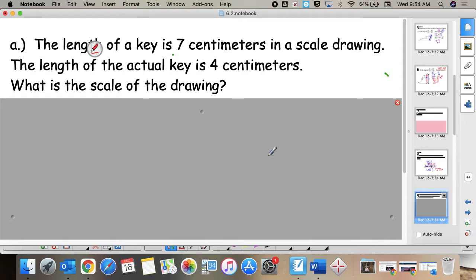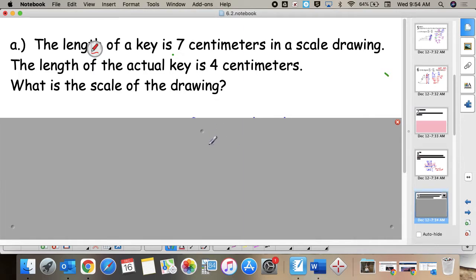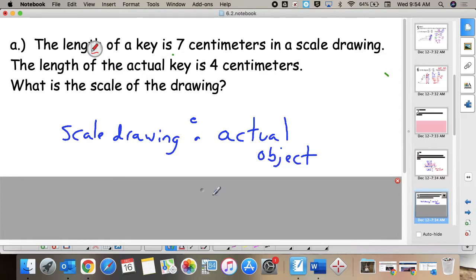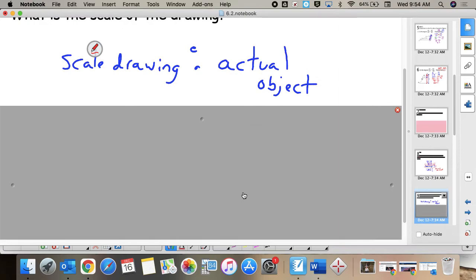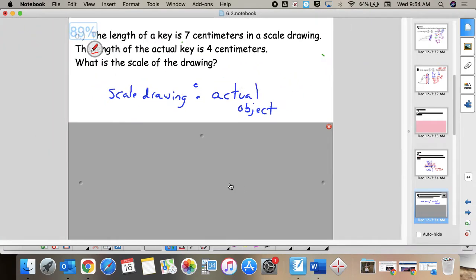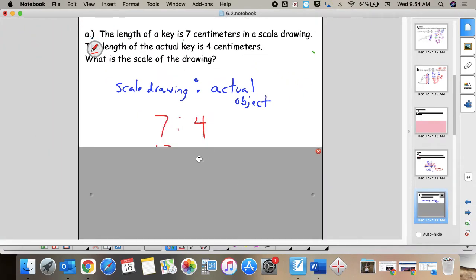Now it says the length of the key is 7 centimeters in a scale drawing. The length of the actual key is 4 centimeters. What is the scale of our drawing? To find our ratio of a scale, it is always your scale drawing to your actual object. So in this problem, we are going to have 7 to 4, the scale drawing to the actual object.